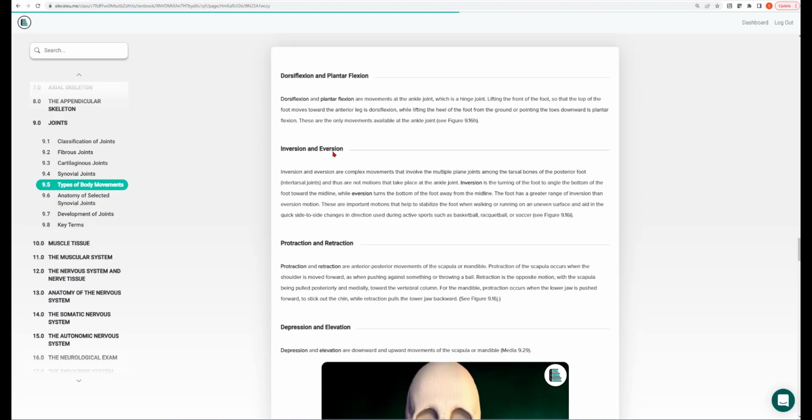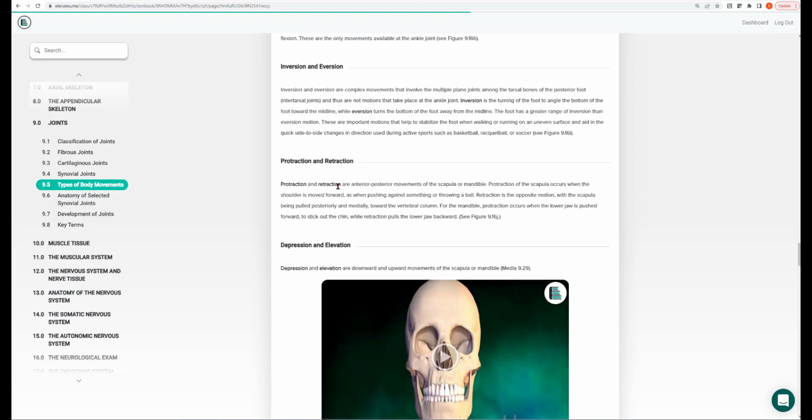Inversion and eversion. Also, think about your ankle, your tarsal bones, and if you simply rotate or turn your foot inward or turn your foot outward. So inversion is turning the bottom of the foot inward. Eversion is putting the bottom of the foot away from the midline.